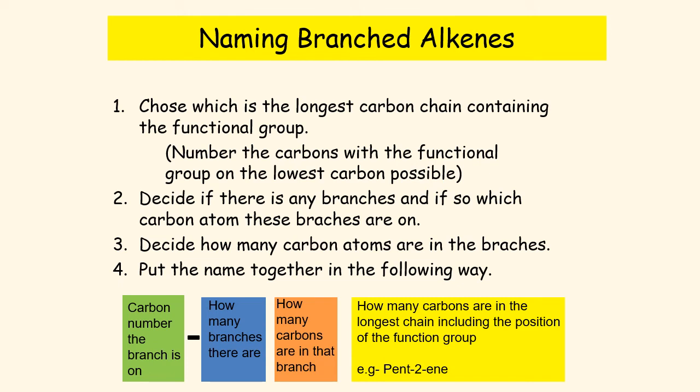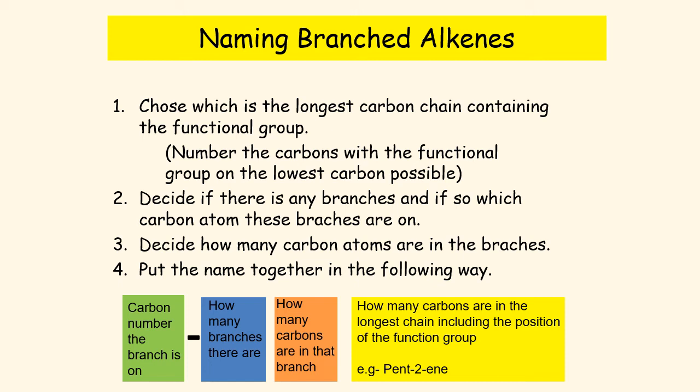Now we can also, just like with alkanes, get branched alkenes. In this case, you start by looking for the longest carbon chain that contains the double bond functional group, and make sure that you number the carbons so that the functional group is on the lowest carbon possible.